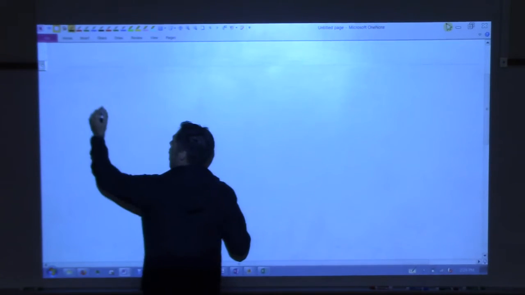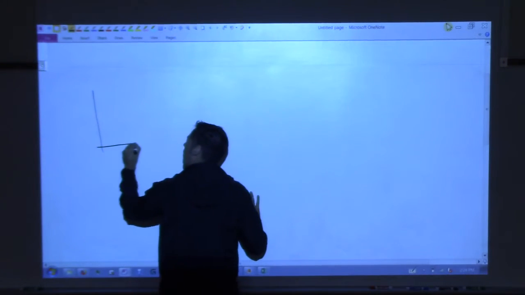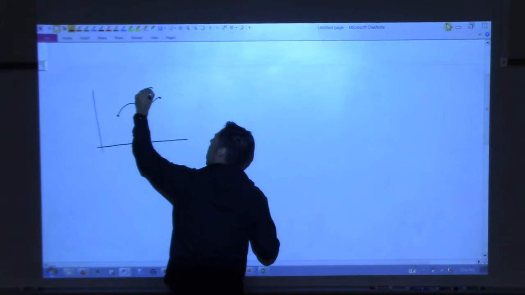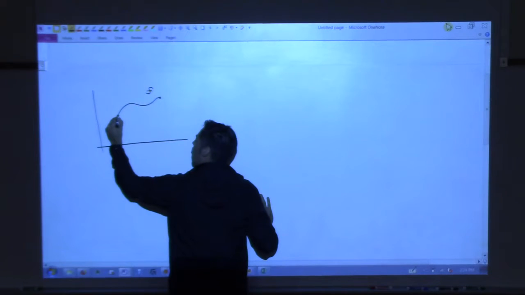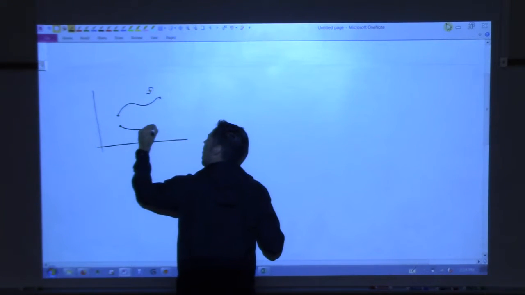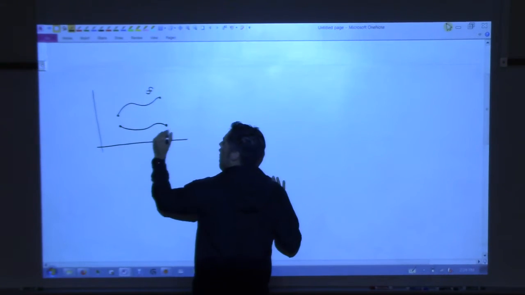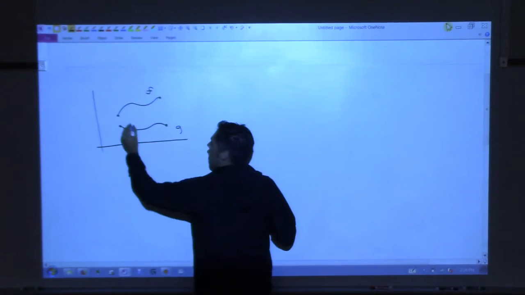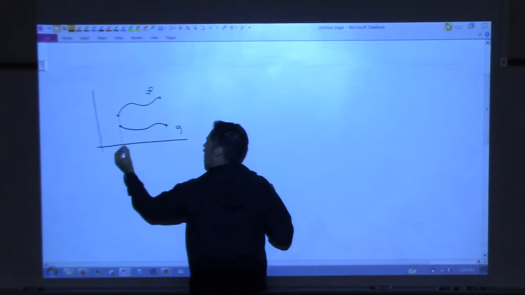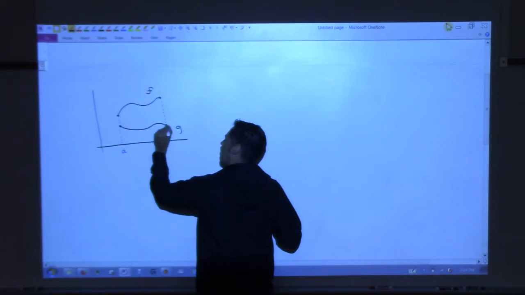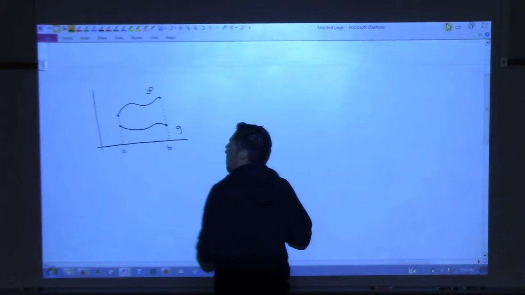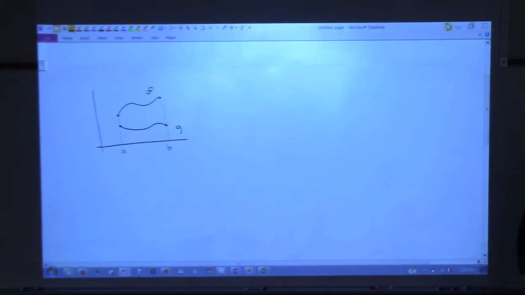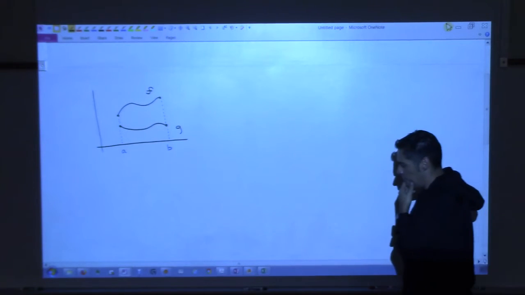So let's go back to this picture right here. We have a function here, f, and we have another function down here, g. And I'm just going to put it here. They could hit each other. They don't have to hit each other. And we're going to go from A to B. And we want to wrap it around the x-axis, right? See if you can follow this approach.